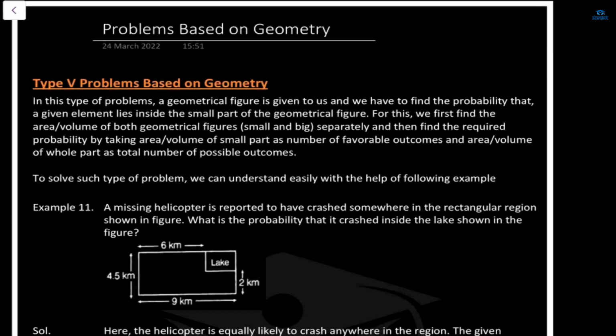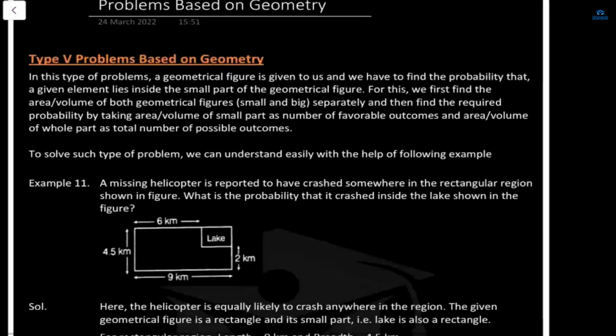For example, you can see here there is a whole rectangular garden or space, a land, a whole big one, and there's a small lake in that. That is also a geometrical rectangular lake. So what is the probability that something will be in that smaller lake only? That smaller lake is a part of this bigger land. That type of problem is based on geometrical problems in probability.